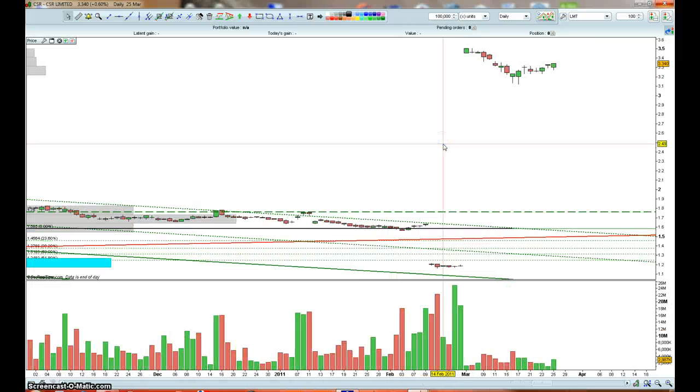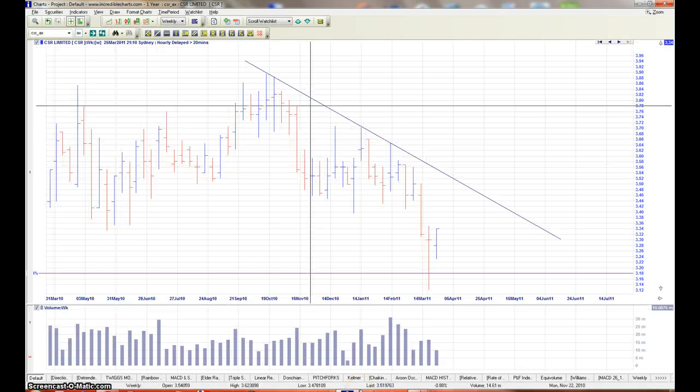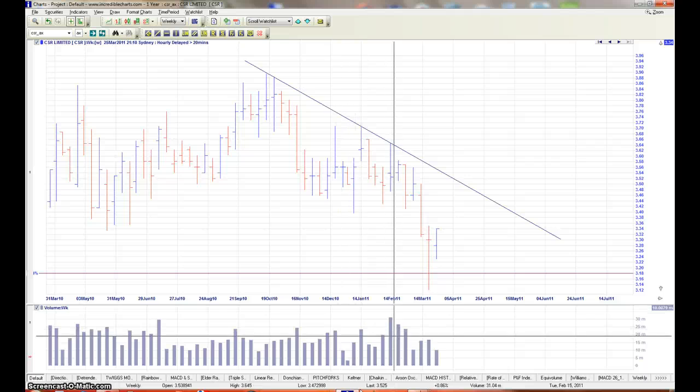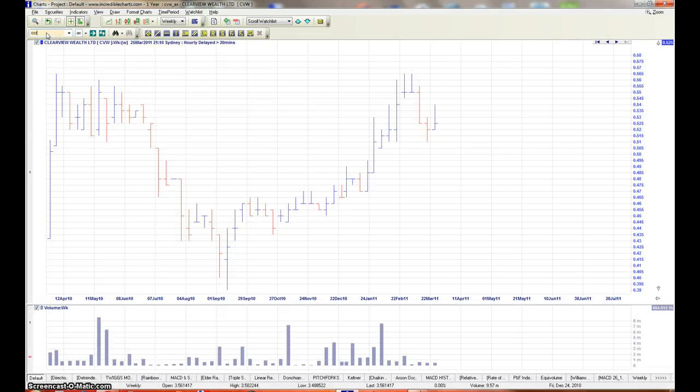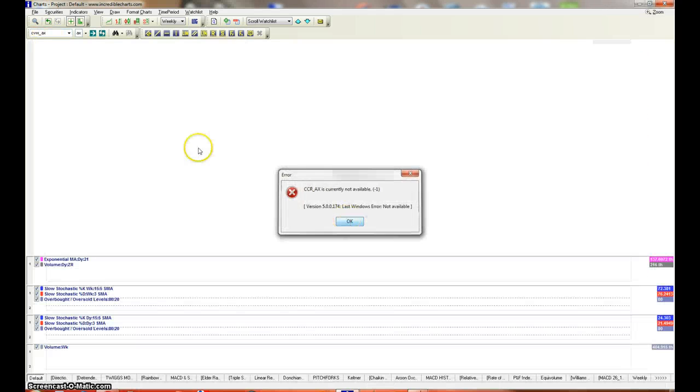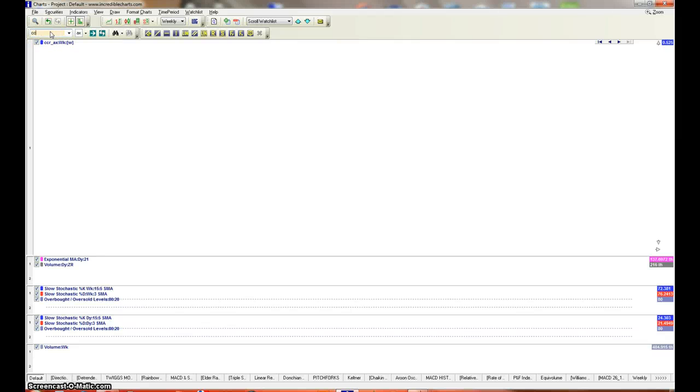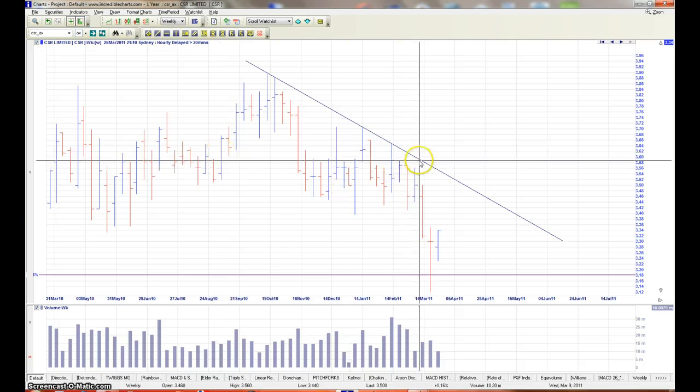CSR, oops, that's gone cactus on me. Hang on, I think I'll use, there we go. CCR, oh, what have I done? There's a different software package, so no. CSR, I should say, not CCR, CSR.